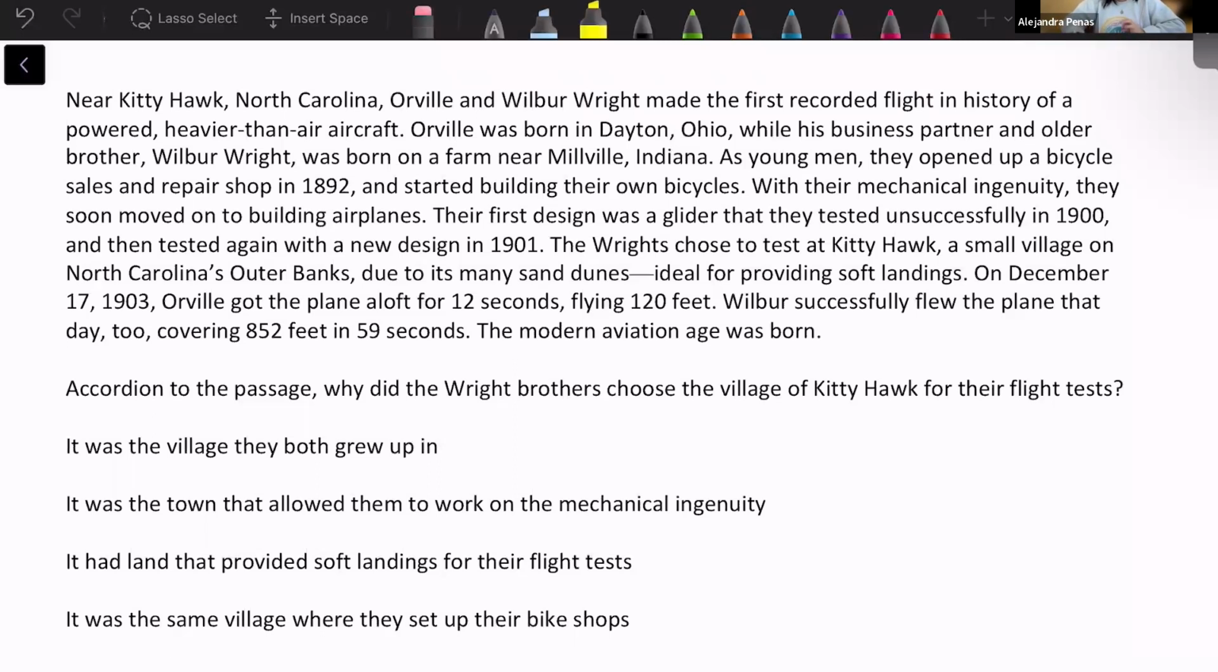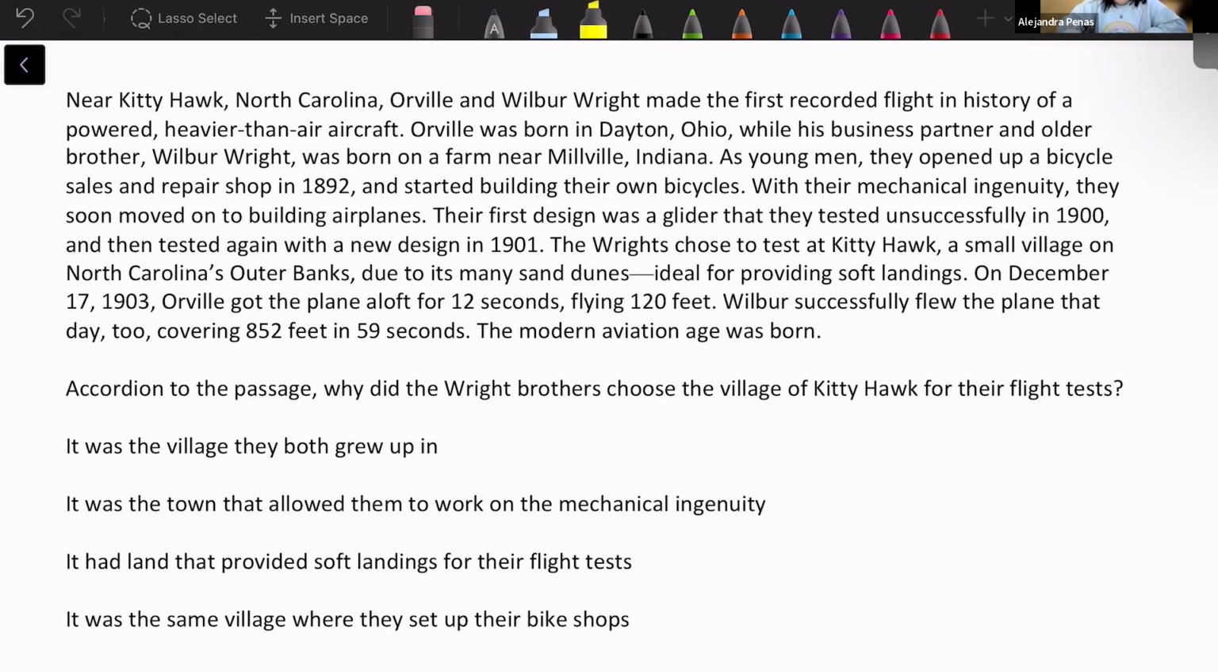So the paragraph states that near Kitty Hawk, North Carolina, Orville and Wilbur Wright made the first recorded flight in history of a powered, heavier than air aircraft. Orville was born in Dayton, Ohio, while his business partner and older brother, Wilbur Wright, was born on a farm near Millville, Indiana. As young men, they opened up a bicycle sales and repair shop in 1892 and started building their own bicycles.